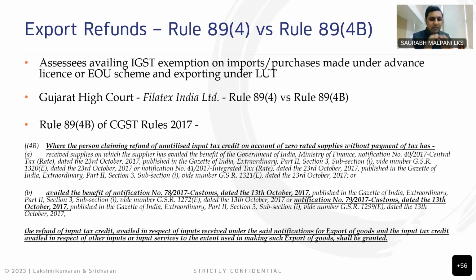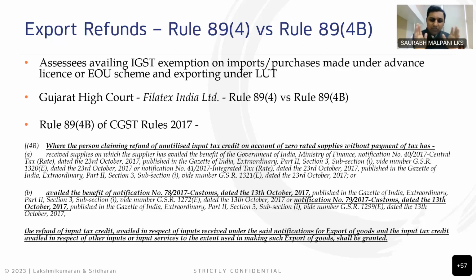This judgment did not discuss the issue in detail, but it brought to light that there is a problem of the department denying refunds under rule 89(4) to those people who have imported without payment of IGST. You should do a review exercise: open the rule book of GST, read rule 89(4)(b). It says if you have claimed the benefit of IGST exemption on import, take refund of whatever tax you have paid on other inputs. So it assumes that there are some inputs on which you have not paid tax and some inputs on which you have paid tax. Only for those inputs on which you have paid tax, show by documentary evidence and take refund.